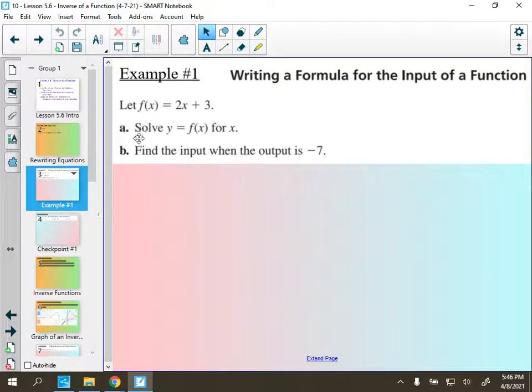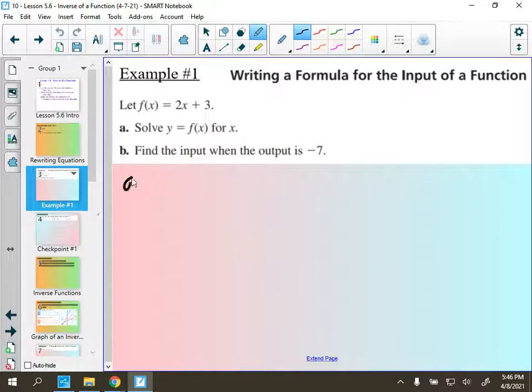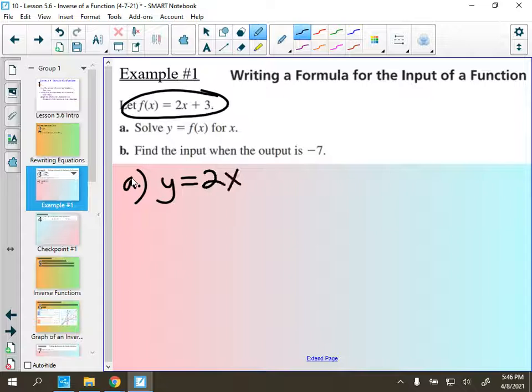Fine, great. Here's the part that sometimes people get confused with. Solve y equals f of x for x. So, like I said, what that's telling us to do for part A here is take this f of x and essentially replace our f of x with y equals 2x plus 3. So that first part was just swapping my f of x for y. That's all I did was change this to y. And then now solve it for x. That just means get the x by itself.